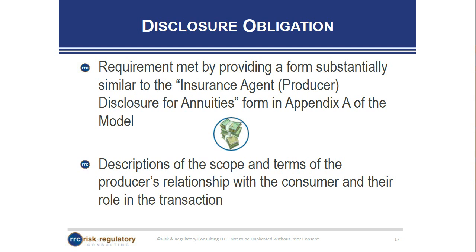Appendix A of the model includes a sample disclosure form that was developed to assist producers and companies in meeting this requirement. The form provides the consumer with information on the scope and terms of the producer's relationship with the consumer and their role in the transaction. Let's move forward and take a look at Sample A that contains this information.